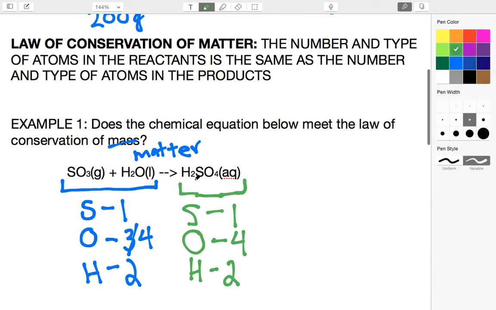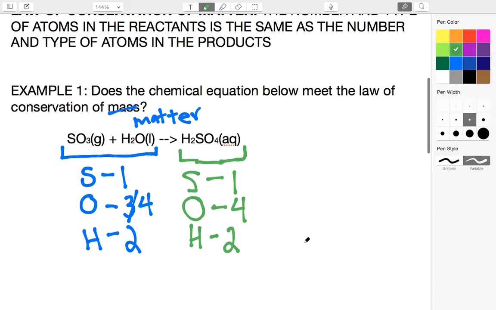So in this case, in my reactants and in my products, I have the exact same type of atoms, right? So there's no new type of atoms created. And I have the exact same number of atoms. So I have 1 sulfur in my reactants, 1 sulfur in my product, 4 oxygens in my reactants, 4 oxygens in my products, 2 hydrogens in my reactants, 2 hydrogens in my product. They're exactly the same. It's just that the bonds have rearranged, right? Or the compounds are different. But I have the same number of atoms, same type of atoms.